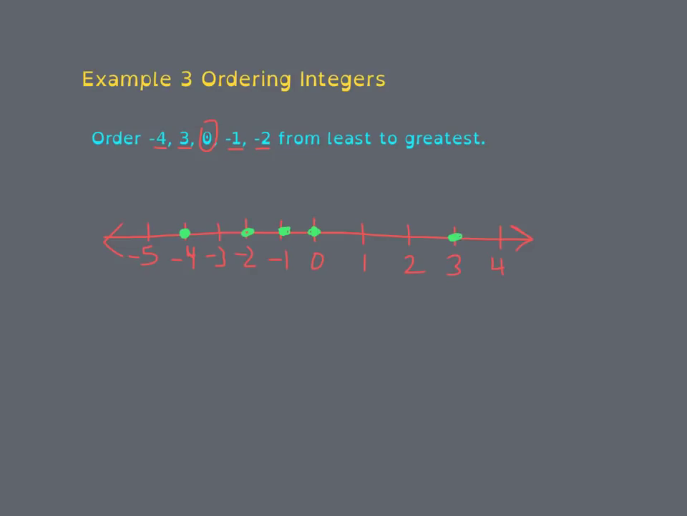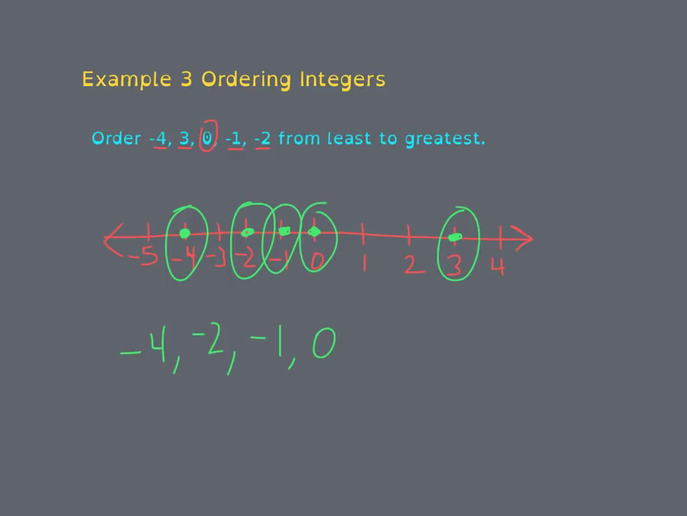And then after we do that, we're going to write the integers as they appear on the number line from left to right, because we learned before example 1 that on a horizontal number line, numbers to the left are less than numbers to the right. So we just start jotting them down. So the order should go -4, -2, -1, 0, and 3. And this would be my final answer for a problem like this.